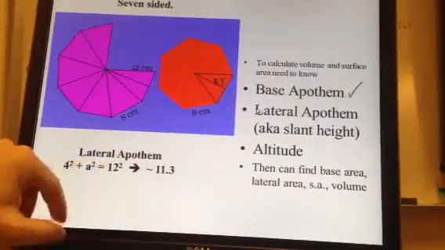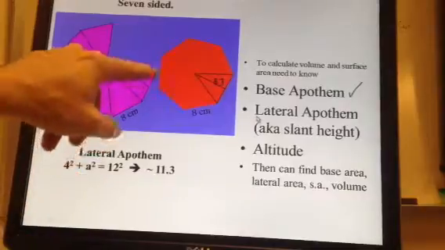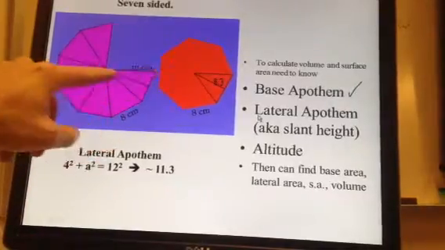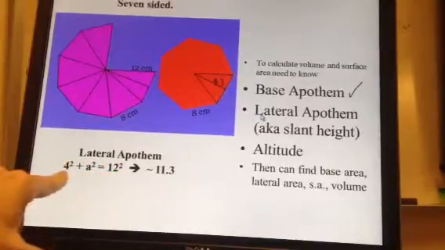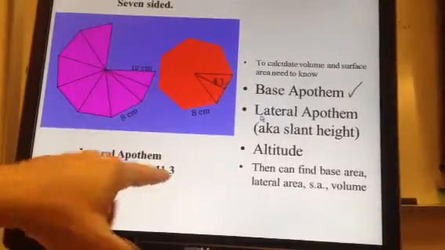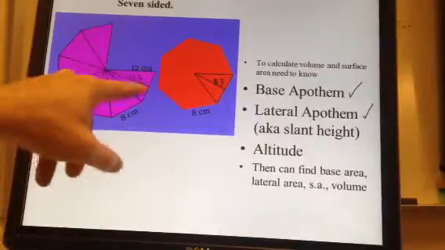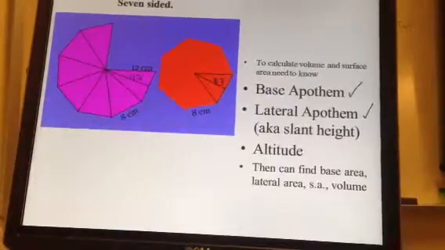Lateral apothem, once again, we use Pythagorean theorem, because this is 4, it's half the 8. This is 12, so 4 squared plus a squared equals 12 squared. So 144 minus 16, square root, is about 11.3. So I have the lateral apothem, or what's called the slant height.